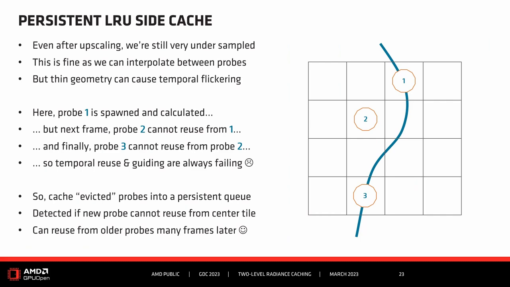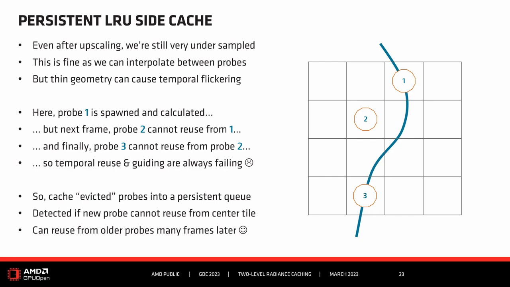All right, even after upscaling, we're still fairly undersampled. We only have one probe in every 64 pixels, which is not really an issue as such, because we can interpolate between probes, and that's the purpose of probes in the first place. But thin geometry can cause temporal flickering, which is what I tried to highlight in this diagram. Here we have this wobbly line, which represents a thin feature. It can be some kind of hair or something.